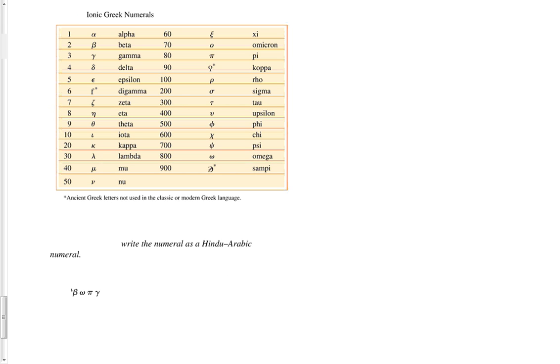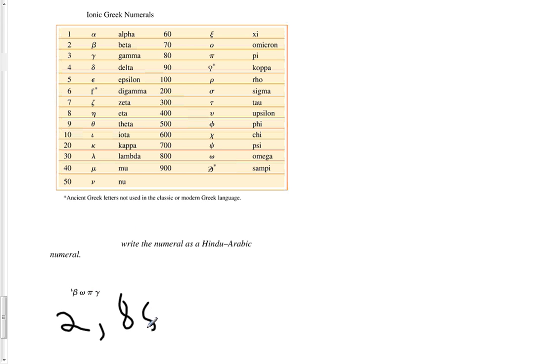Okay, so here is a problem from the Ionic Greek numeration system. I want to write this Ionic Greek numeral as a Hindu Arabic numeral. I see here that there is a beta, and beta represents the number 2. This iota in the corner here means to multiply by 1,000. So that is 2,000. I see omega, and omega is the number 800. So that's 2,800.